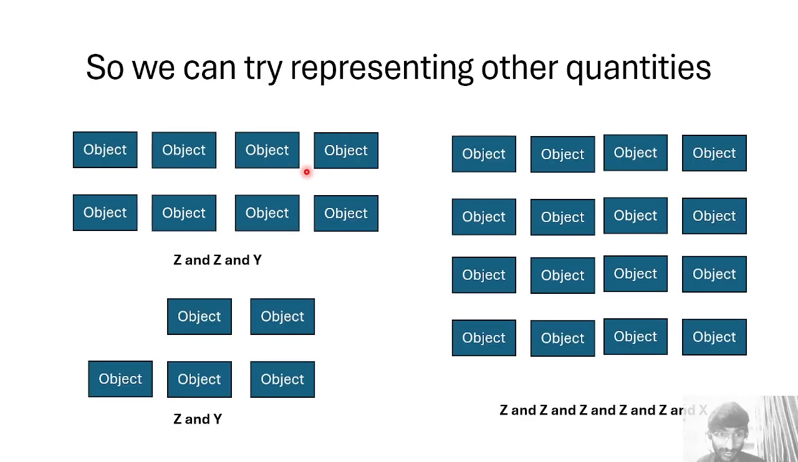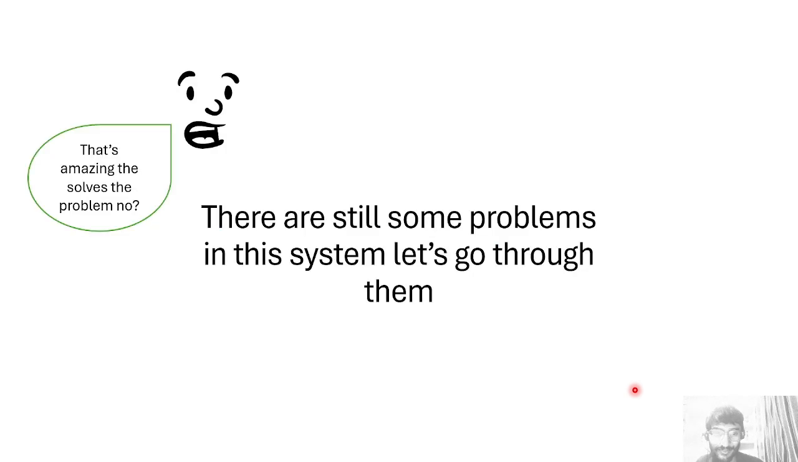And in a similar way, any chunk of objects can be broken down into those fundamental quantities. So this one can be represented using Z, Z and Y. This one, Z and Y. Then we have Z and Y. And this one, Z, Z, Z, Z, Z and X. That's amazing. This solves the problem, no? Well, Frank thinks he has solved the problem.